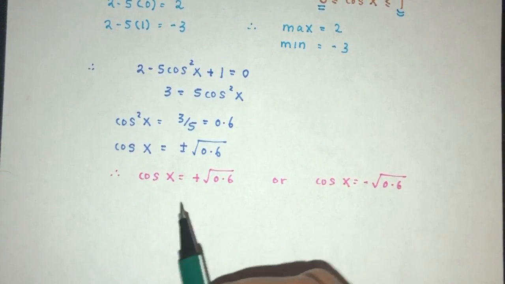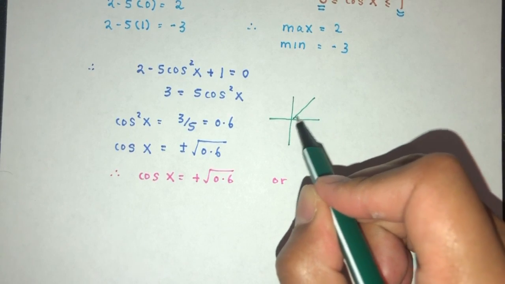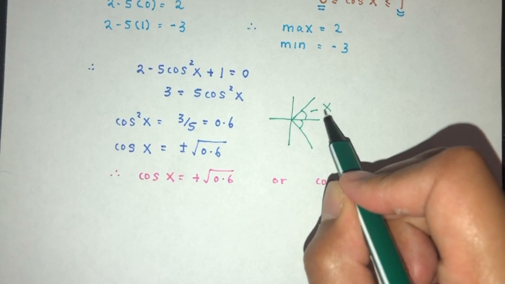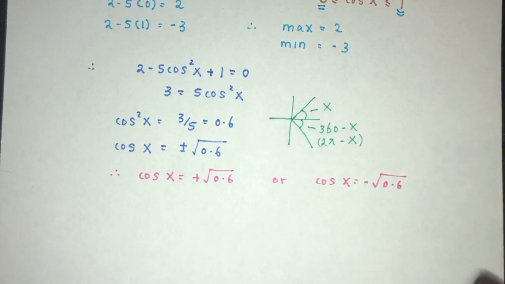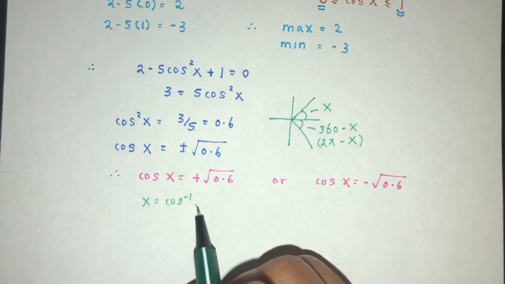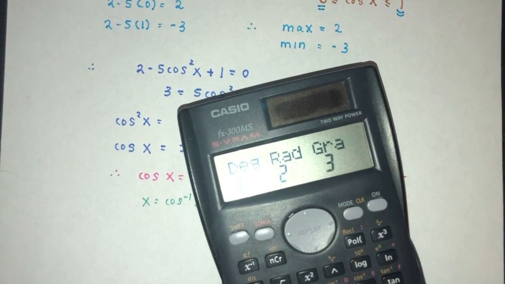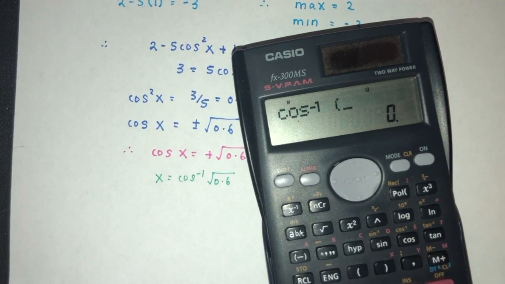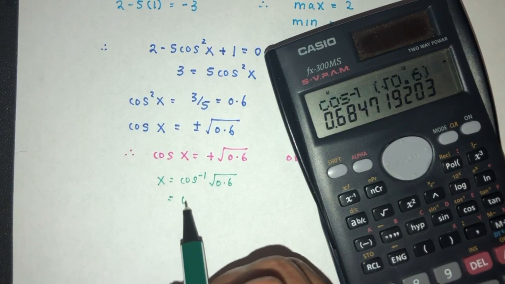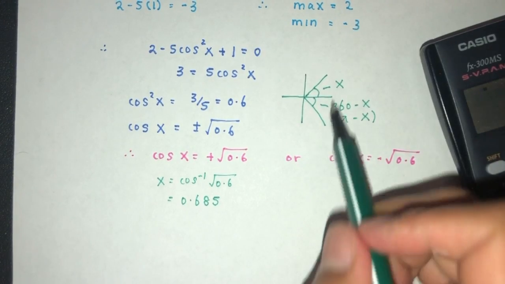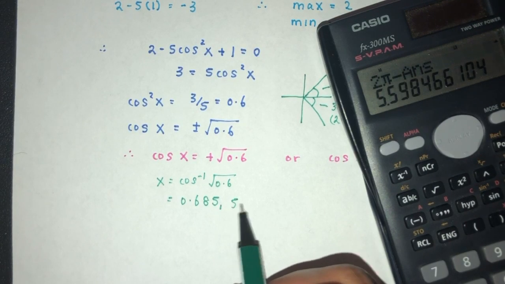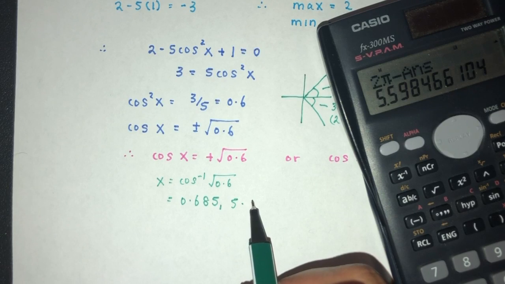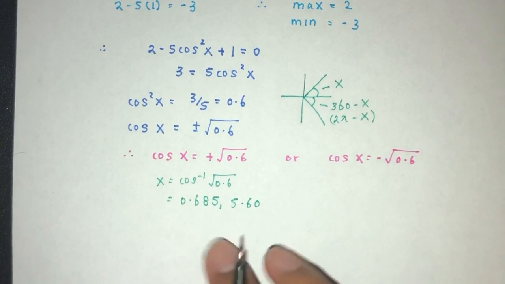Now we know that when cos is positive, it will be in the first quadrant and in the fourth quadrant, right? This is just your value of x directly, and that should be 360 minus x, or 2 pi minus x in terms of radians. So let's solve this. X will be cos inverse of root of 0.6. Here we have to use radians because you're told the values of x are in radians, right? So let's do this. Cos inverse of root 0.6. That will be 0.685. Now also, that is just your value of x, but also we have to look at this one, 2 pi minus the answer, that should be 5.60, correct to 3SF. That makes sense, right? That will be two values of x.